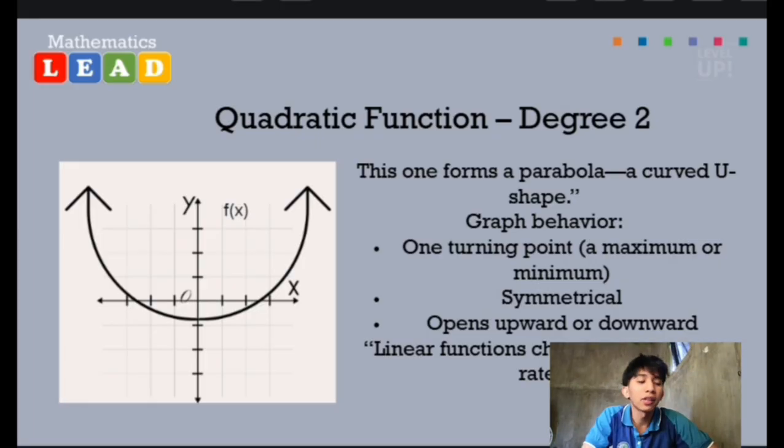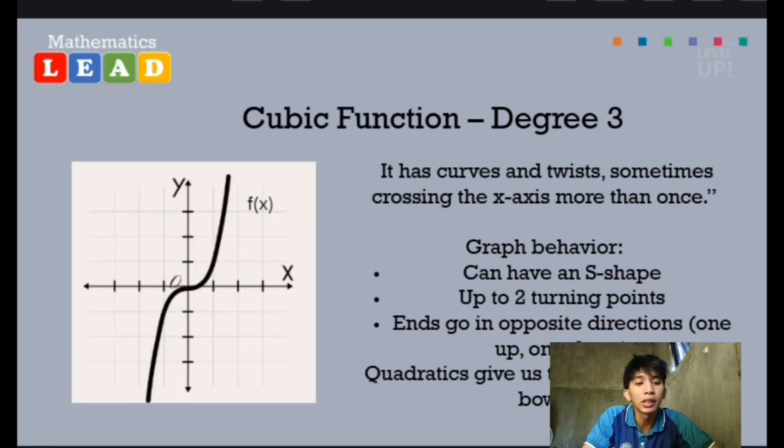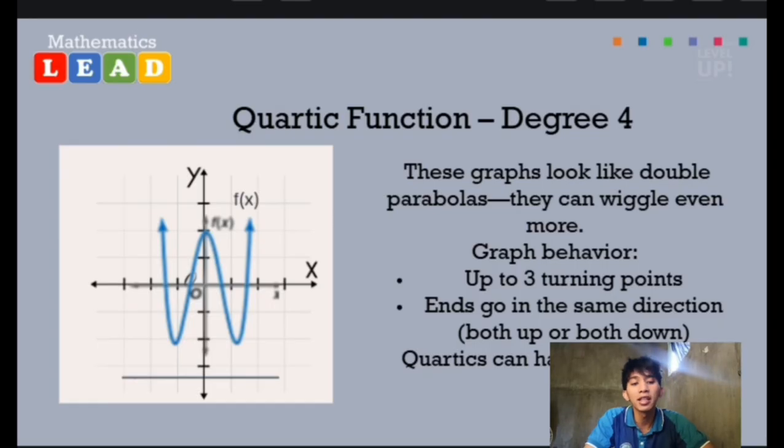Now the quartic function, degree 4. This graph looks like a double parabola. They can wiggle even more. Graph behavior: up to 3 turning points. Ends go in the same direction, both up or both down. Quartics can have double dips. And lastly, the quintic, degree 5. This one can twist several times and has the most complex shape among the first 5 degrees. Graph behavior: up to 4 turning points. Ends go in opposite directions. Very flexible shape. Quintics wiggle the most.